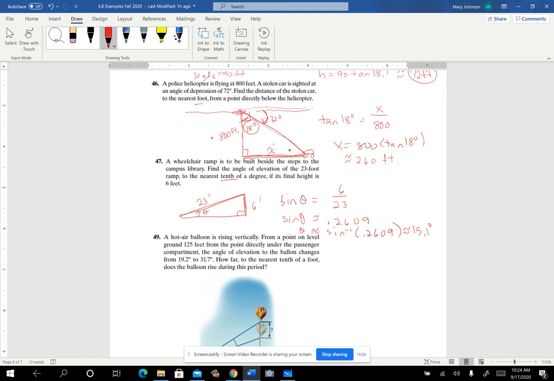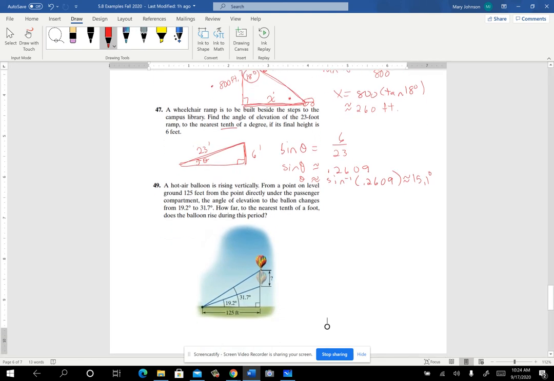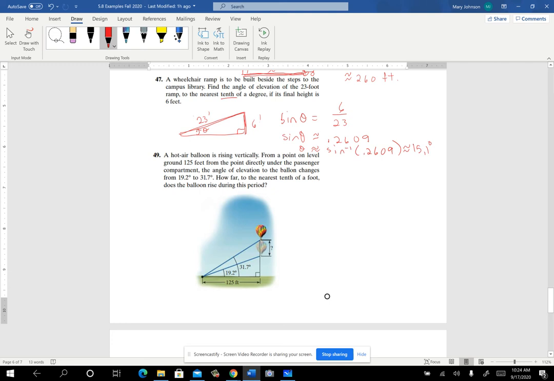All right, now 49, we could have drawn it, but I'm glad the picture was already there. It's a little more complicated. So we got this hot air balloon that's just rising straight up from a point on the ground. It's 120 feet, 5 feet, okay, so from a point on the ground under the passenger compartment. We've got this point, 120 feet, 5 feet from that.